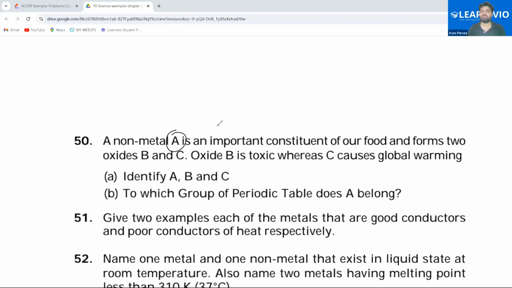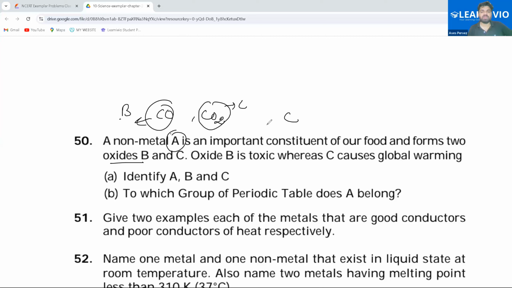Nitrogen, in the form of protein. What about carbon? Carbon is also important because we use hydrocarbons. So it forms two types of oxides. The toxic B will be carbon monoxide, CO, and C will be carbon dioxide because it causes global warming. So A is carbon, B is carbon monoxide, and C is carbon dioxide.